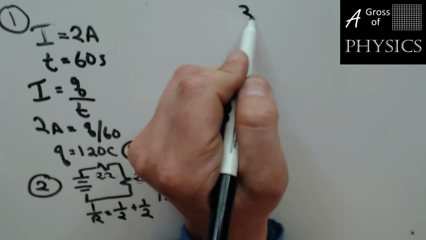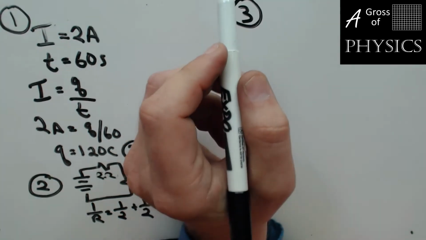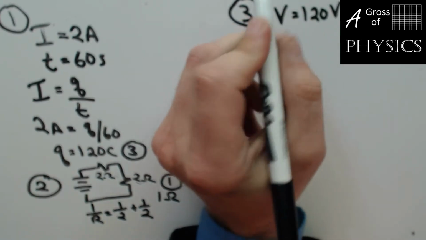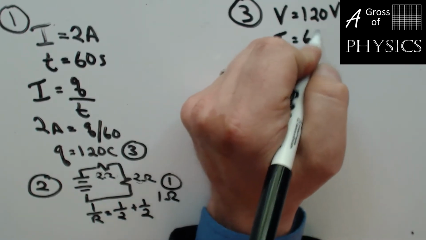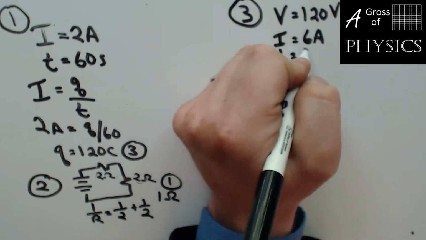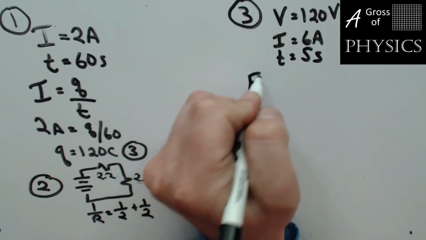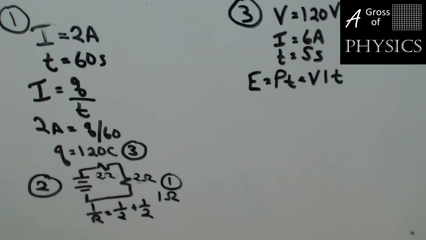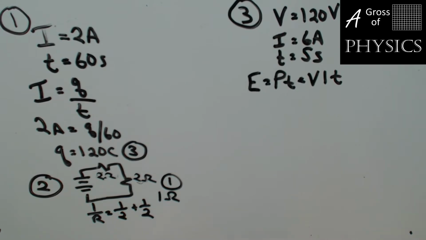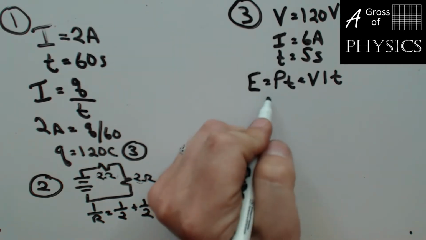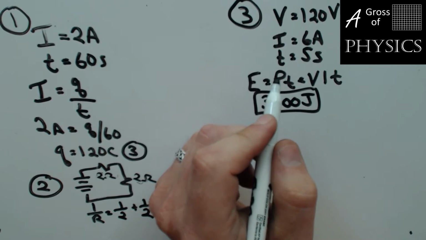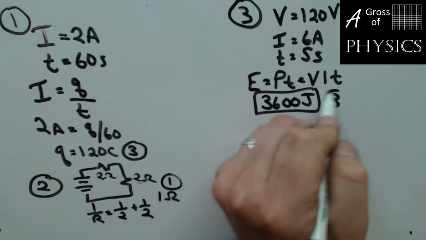All right, number 3. Toaster connected to a 120 volt outlet, so V is 120, V for voltage. Current is 6 amps. What's the energy in 5 seconds? So E equals PT, or in this case, VIT. So we have 120 times 6 times 5, and that's 3,600 joules of energy, which is choice 3.